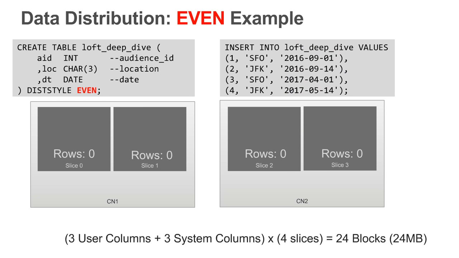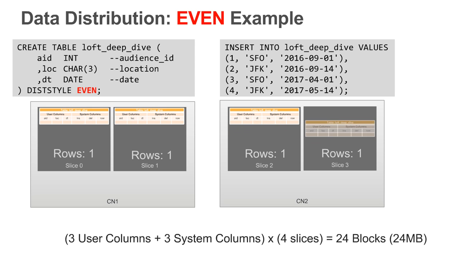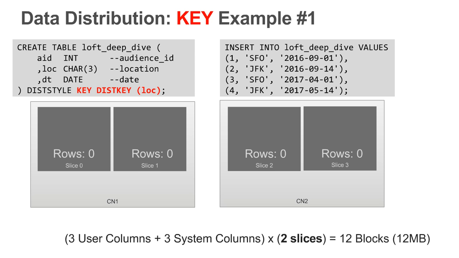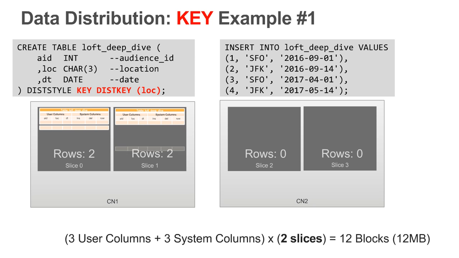In this example, let's pretend we have some data that we're going to insert. We have these 4 rows here, and we're going to distribute them by even to start. In this particular case, the data is simply going to be evenly distributed across the cluster, basically like that. It's not looking at any of the columns. If, for example, we went with distribution key, and we picked a key such as the location there. If you look in the insert statement, the location is SFO, JFK, SFO, and JFK. So in this example, the data in your Redshift cluster is probably going to land something like this.